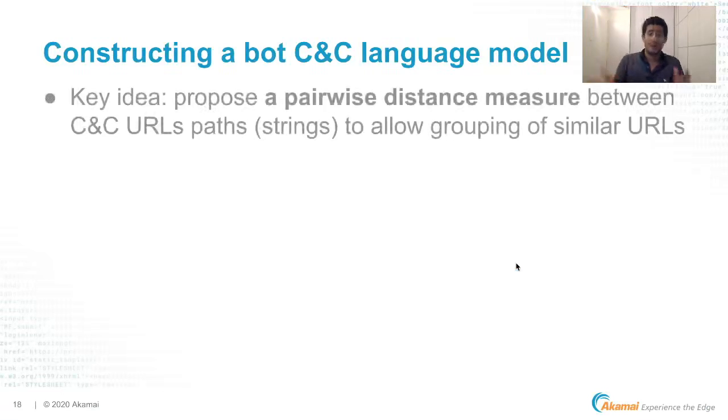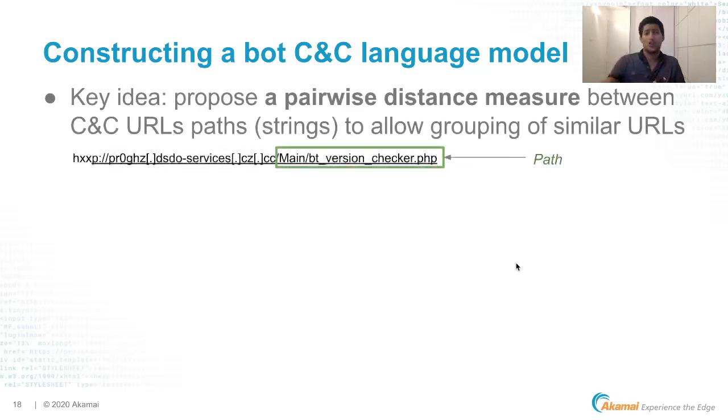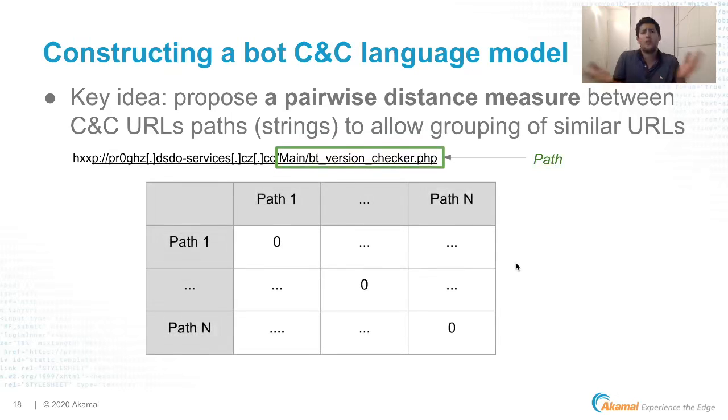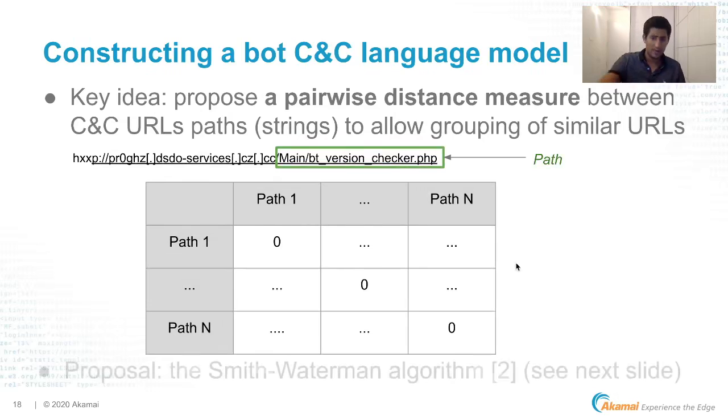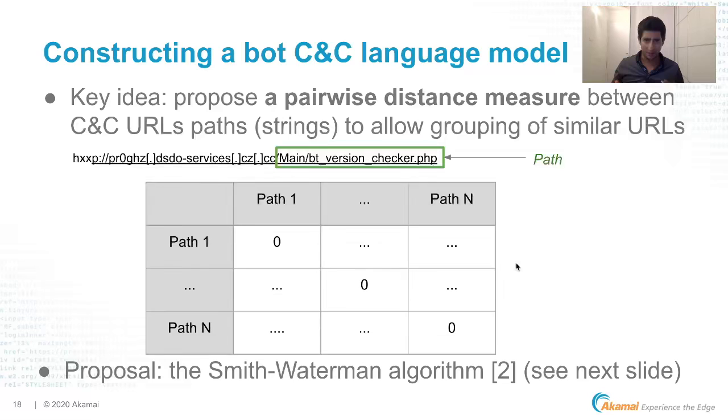So the idea is to build this distance between paths. What I mean by path is the last part of the URL, what is located after the domain. Basically, we need to fill this symmetric matrix. Of course, the diagonal is 0. And we use the Smith-Waterman, and I will explain why.